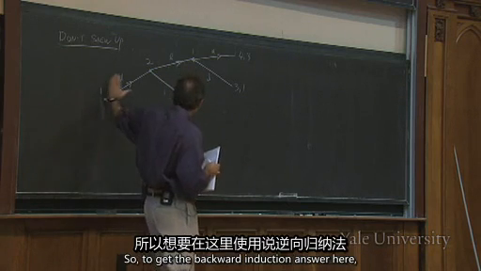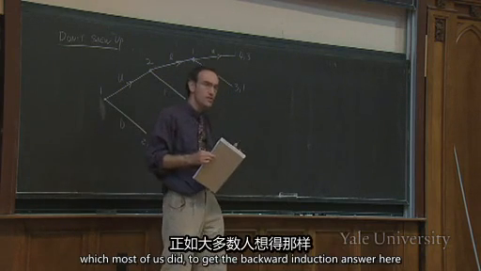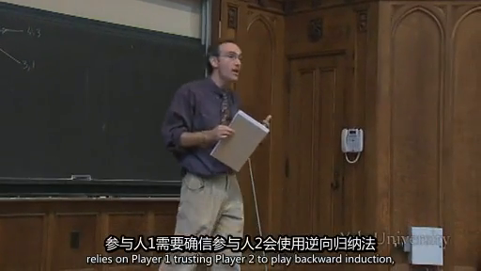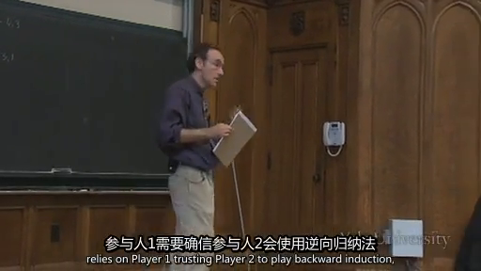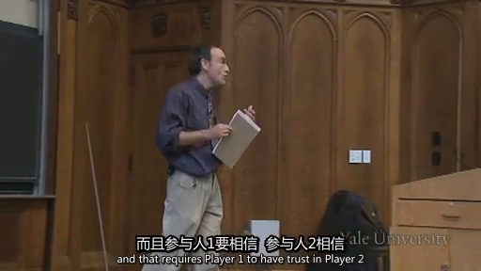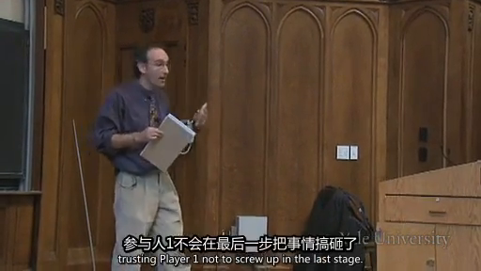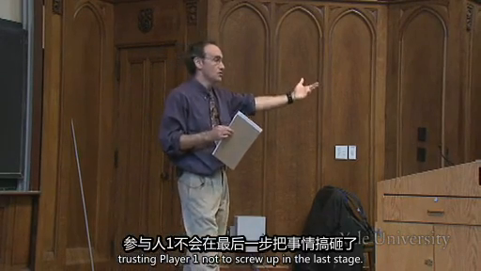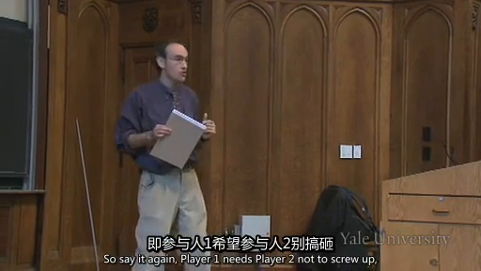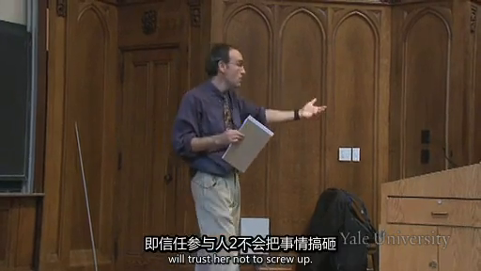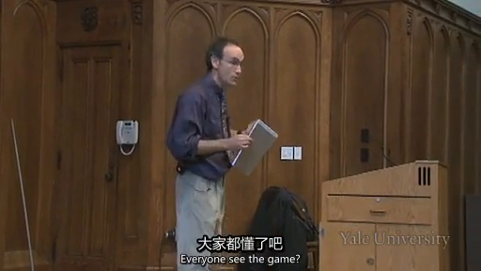All right? So to get the backward induction answer here, which most of us did, relies on player 1 trusting player 2 to play backward induction, and that requires player 1 to have trust in player 2 trusting player 1 not to screw up on the last stage. So say it again: player 1 needs player 2 not to screw up, and that means player 1 needs to trust that player 2 will trust her not to screw up. All right, everyone see the game?